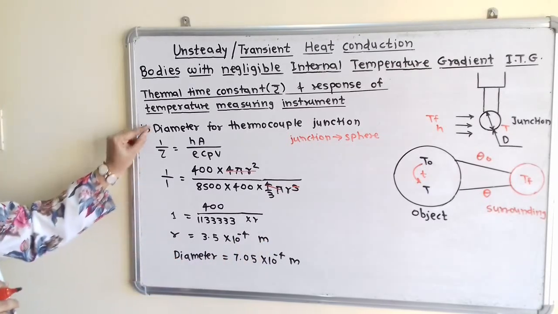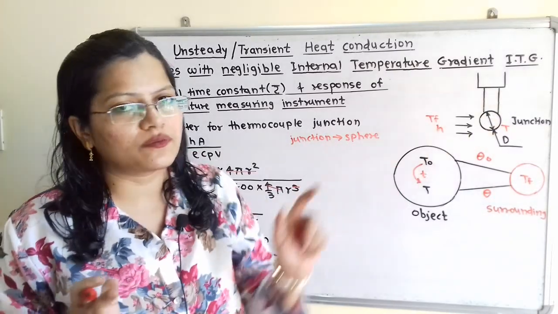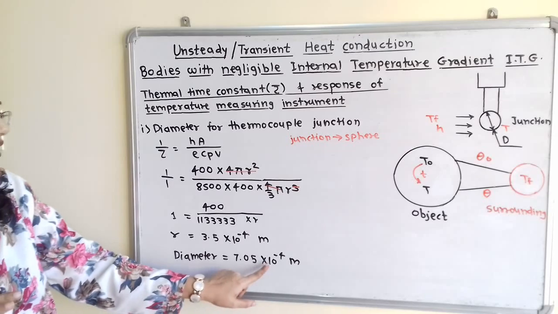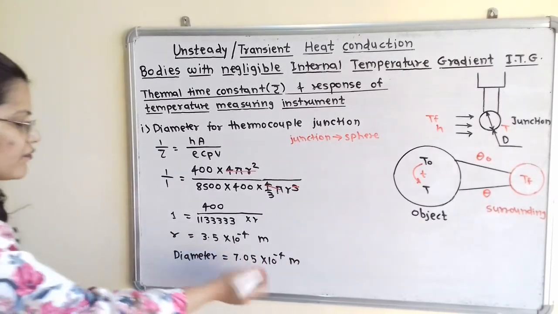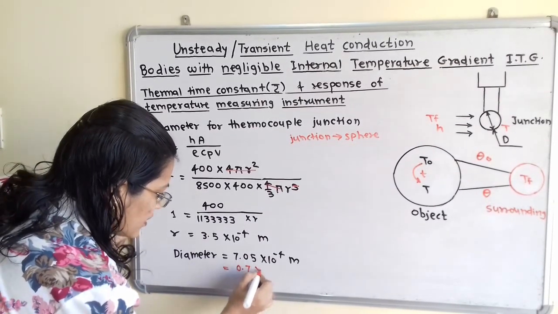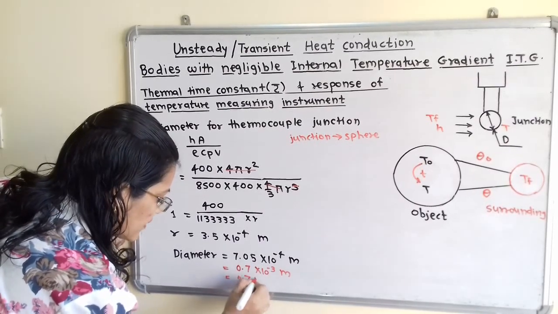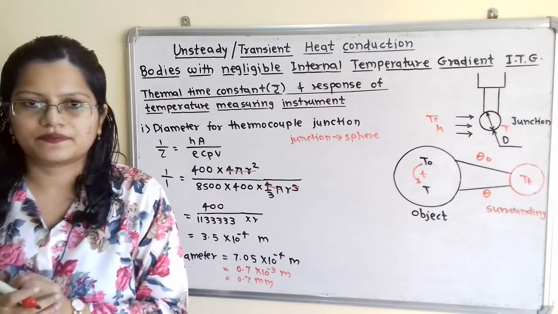But here we have to find out the diameter. This is the radius of the sphere, that is the radius of the junction. If we multiply by 2, then we get 7.05 into 10 raised to minus 4 meter. Now we will convert this into millimeter, that is 0.7 into 10 raised to minus 3 meter, which is equal to 0.7 millimeter. So this is the answer of the first question.